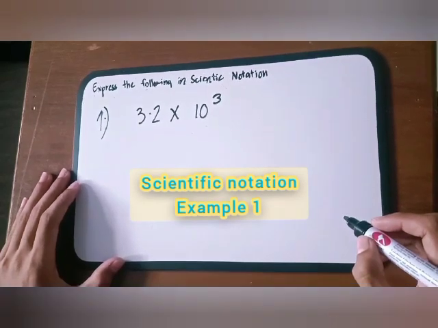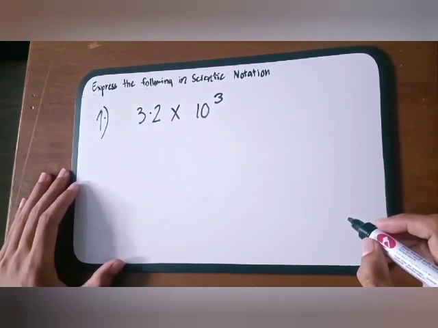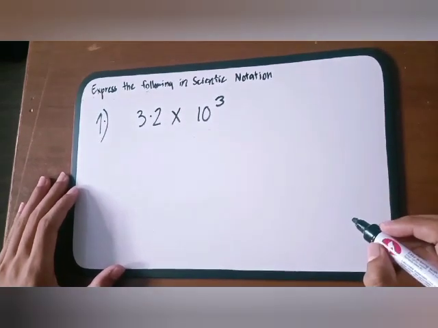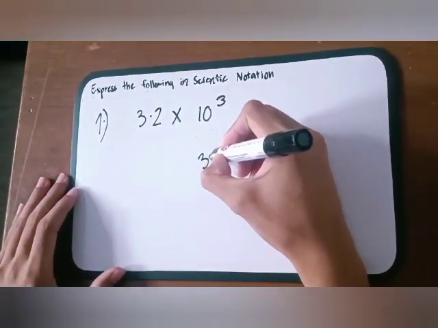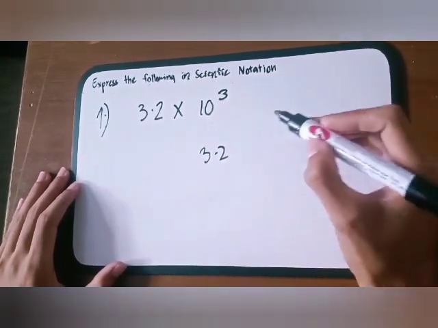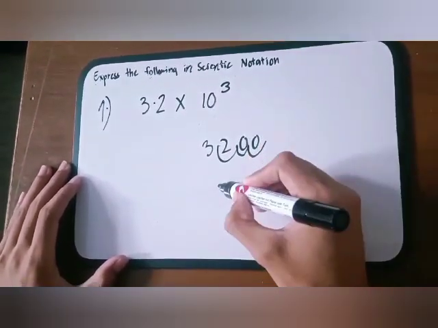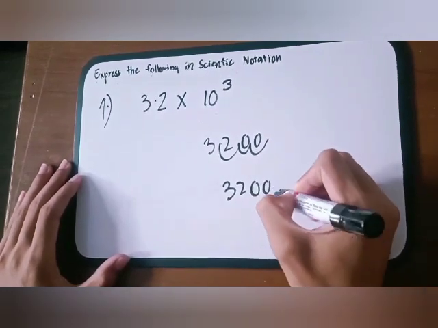So this is the first example of scientific notation. 3.2 times 10 raised to 3. So first, we must move the decimal point to the right since the exponent is positive. So this is now the final answer.